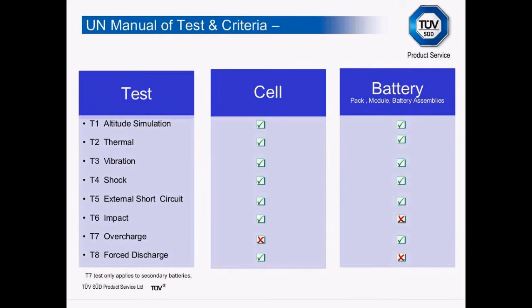The UN Manual of Testing Criteria is set out as a set of 8 tests covering environmental, mechanical and electrical tests to demonstrate compliance for safe transportation. The tests are often known as T1, T2, T3 tests. So for T1, that would refer to the altitude test. Tests T1 to T5 are applied to all types of lithium cell and batteries, whether they are primary or secondary. Tests T6 and T8 are only applied to actual cells, and T7 is only applicable for rechargeable batteries.